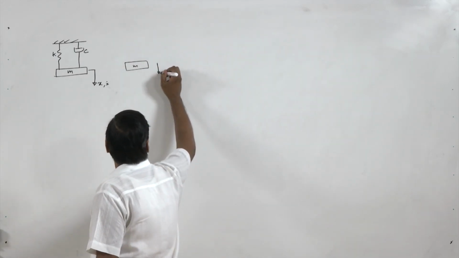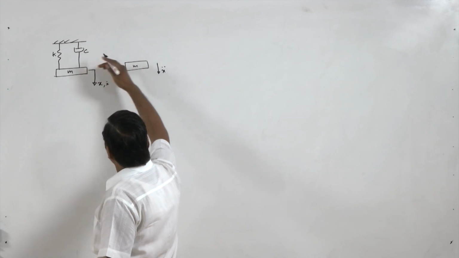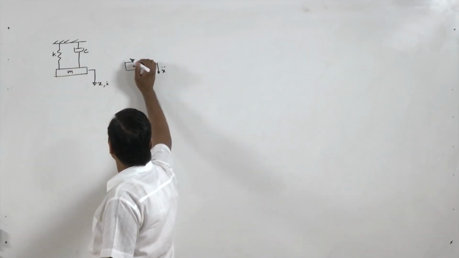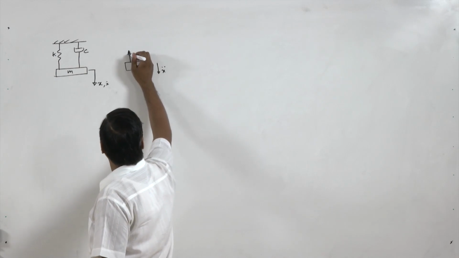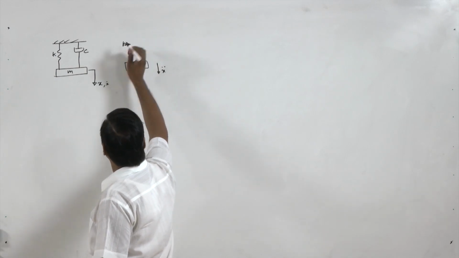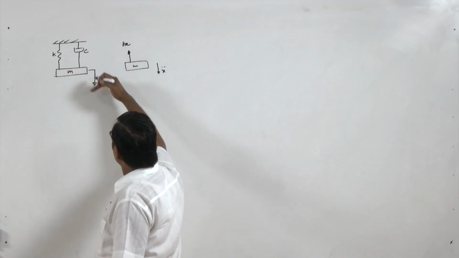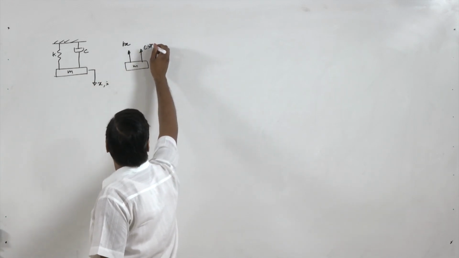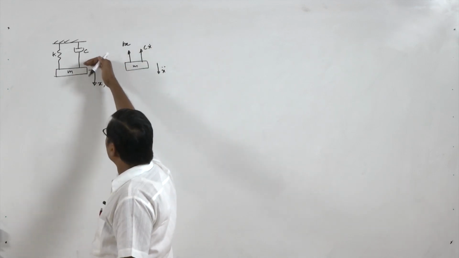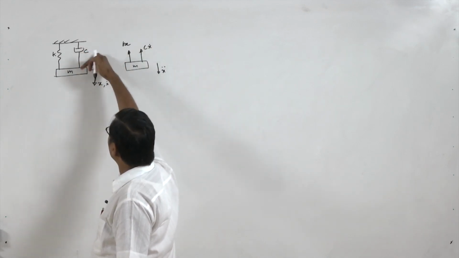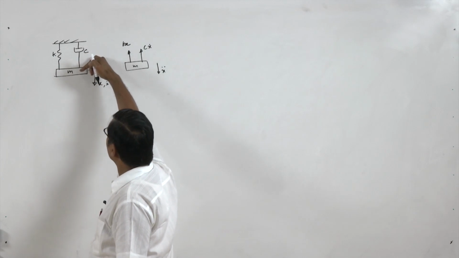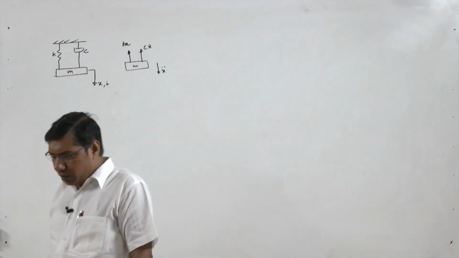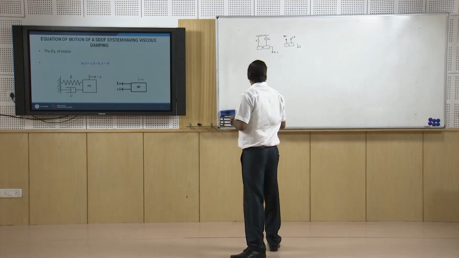Let's assume this is the direction of x double dot, and because we have pulled this system by x, we have a spring force kx, and this is x dot, so we will have here cx dot, because when we pull it, the damper and spring will apply force opposite to this pull. So this is our system. Now we have to write the equations.